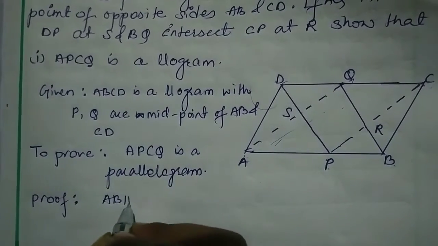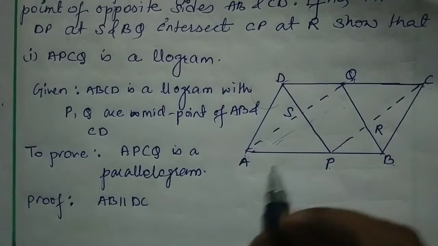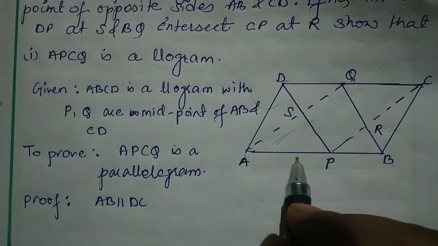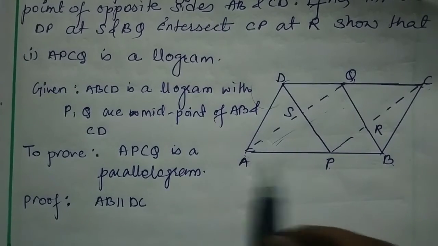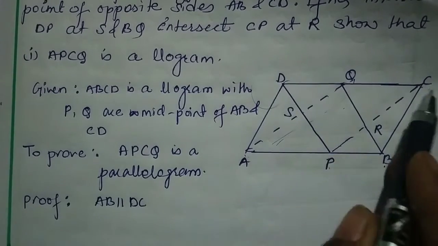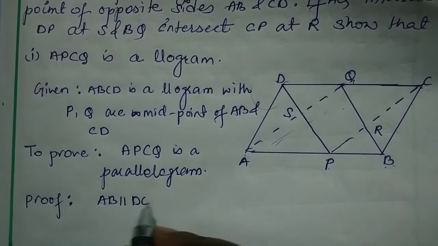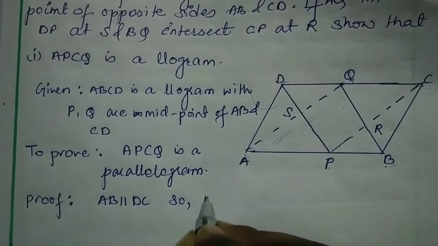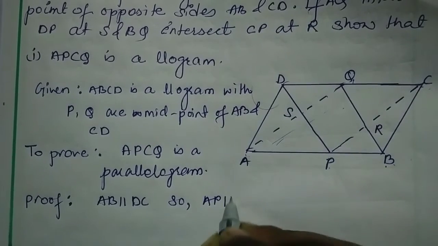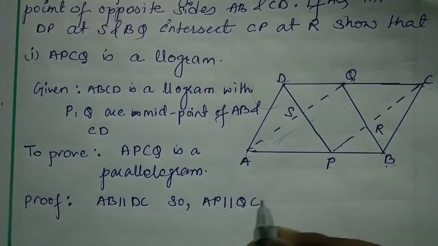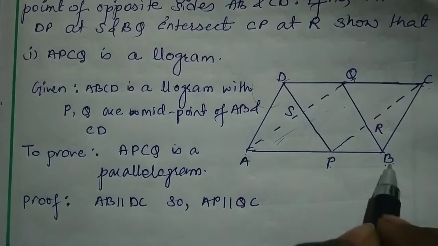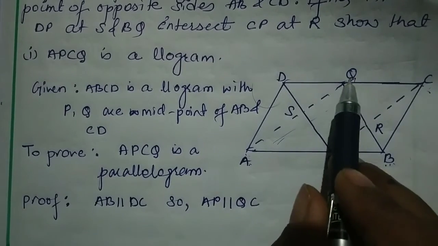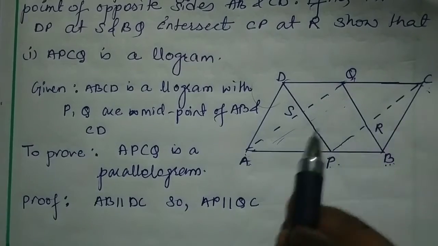AB is parallel to DC. We know that the opposite sides of a parallelogram are parallel and equal. AB is parallel to CD, so we get AP is parallel to QC. With the help of AB parallel to CD, we get AP is parallel to CQ.